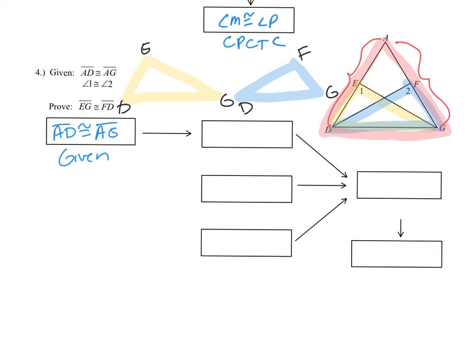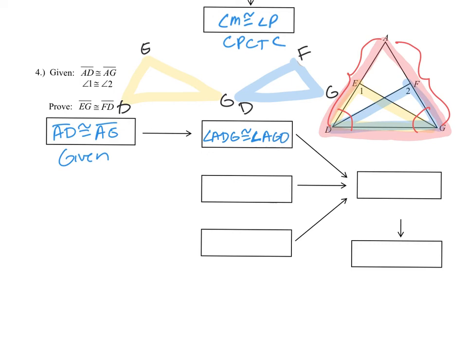And one thing that we proved earlier this year is that the base angles of an isosceles triangle are congruent. In other words, if these two sides of this red triangle are congruent, then the angles opposite those sides are congruent. Okay? So we're going to say that angle ADG is congruent to angle AGD.